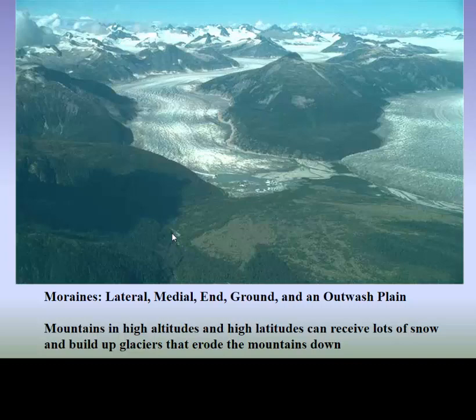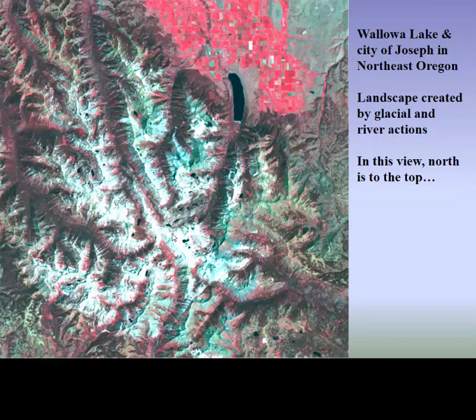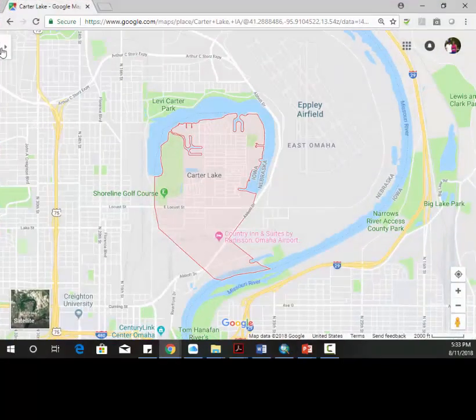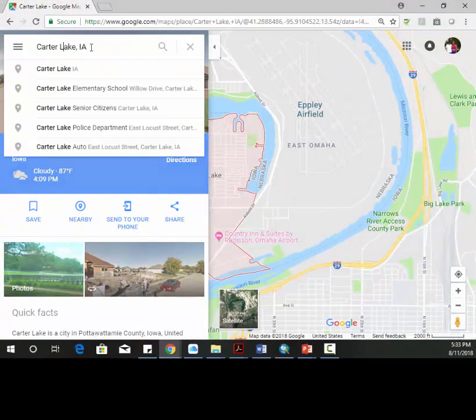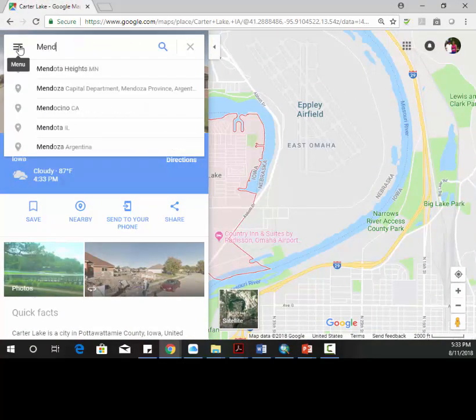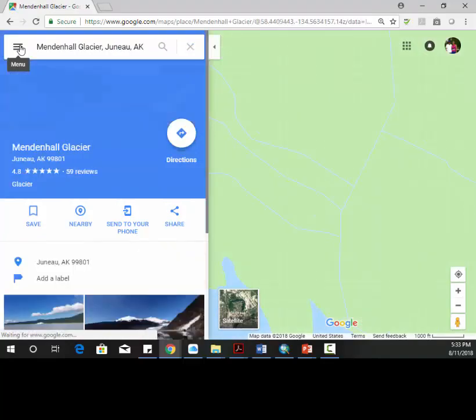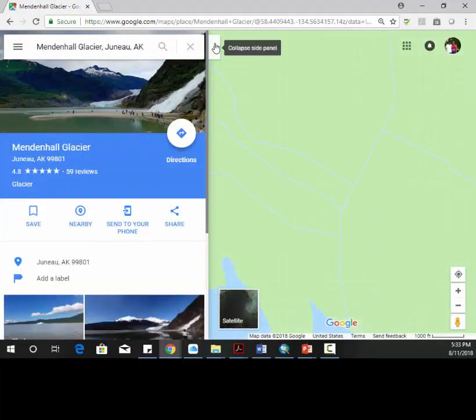Okay. So you can see examples of your moraines. And I'll actually show you an example of this here while we're here. And this is Mendenhall Glacier in Alaska.